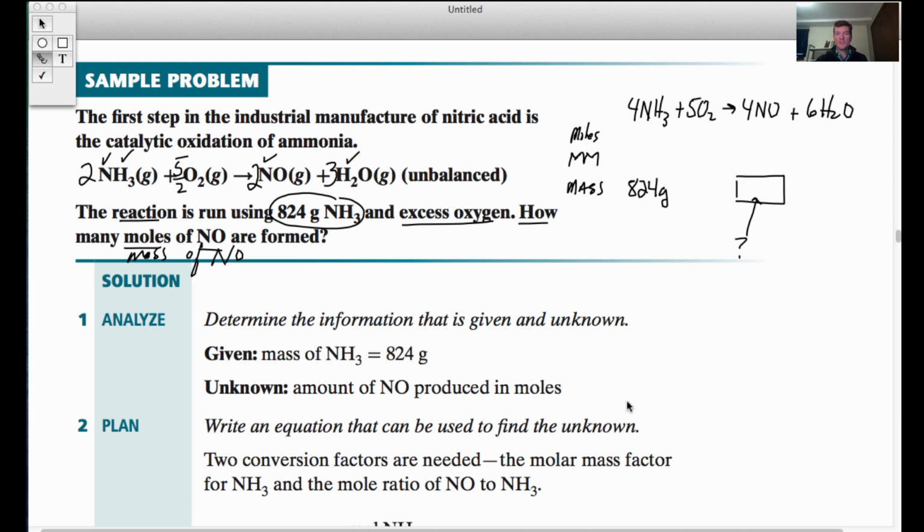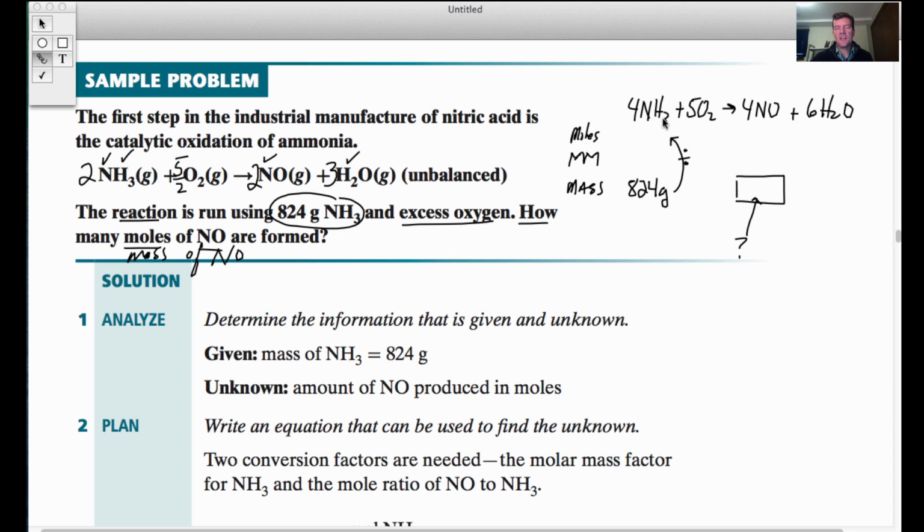Okay? So all I do is I can't go directly from mass to mass. So I'm going to go from mass of ammonia up to moles of ammonia. How do I do that? I have to divide by the molar mass of ammonia. So I have to find the mass of ammonia. I look at my periodic table, okay? On the periodic table, nitrogen is 14. Each hydrogen is 1. So that's 14.